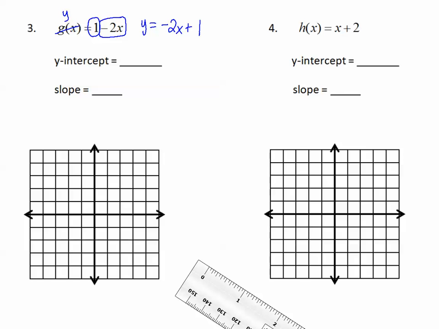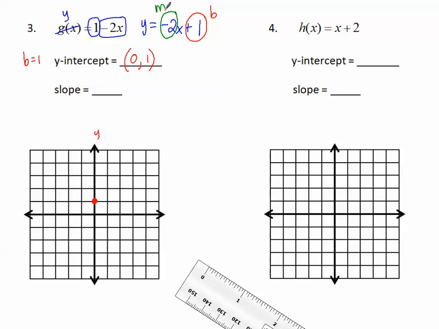What do we start with? Begin with b. Here is our b. B is positive 1, so my y-intercept is 0, 1. Begin with b on the y-axis, 0, 1. Begin with b, move with m.